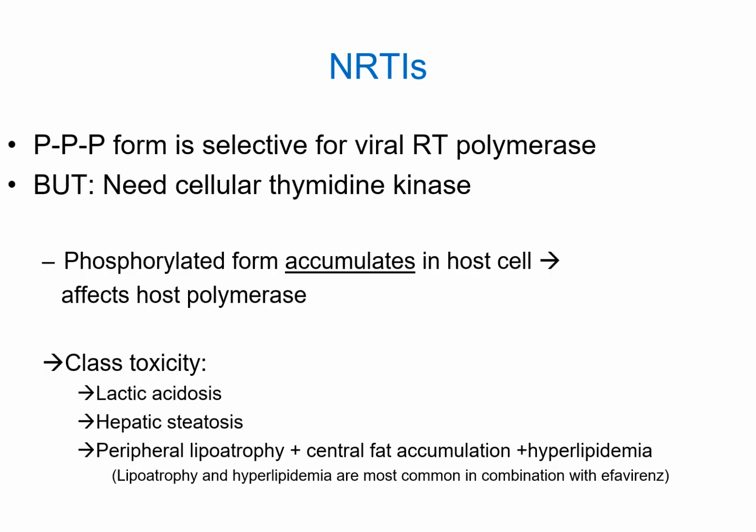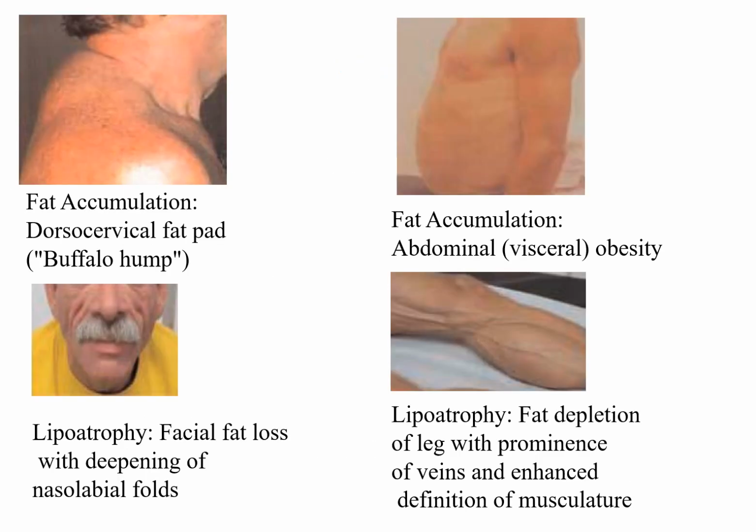Those are drugs that lead to hyperlipidemia, and there are others also, such as efavirenz, actually an NNRTI. As a matter of fact, many times we give NRTIs with an NNRTI, so it makes the problem even worse, with more lipoatrophy and more hyperlipidemia with efavirenz. In these figures, we see the fat accumulation, the buffalo hump, the visceral obesity, lipoatrophy, the facial fat loss, and also the prominence of the veins in the leg because of this fat depletion.